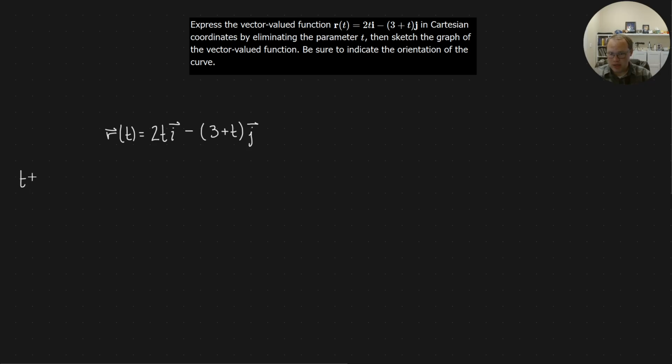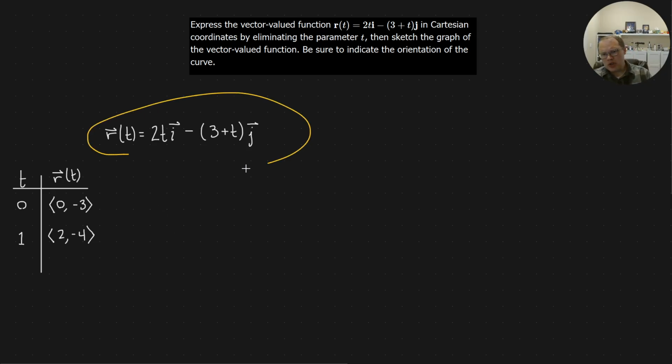Generally, we can always try plotting a vector valued function by just plugging in points. For example, I could plug in 0, and I get the point (0, -3). I could plug in 1, and I get the point (2, -4). And I could keep on doing that until I have enough points to generate a picture. I could plot all these points. And that works, and a lot of times that's the only option available.